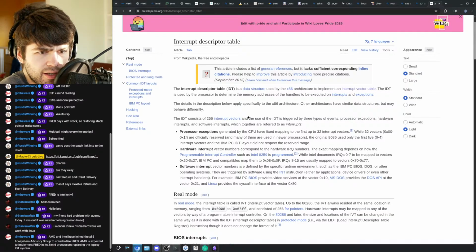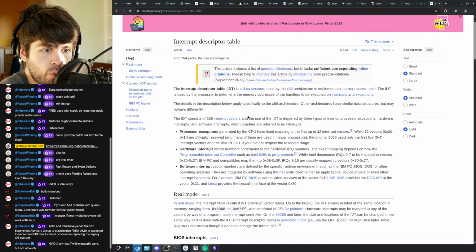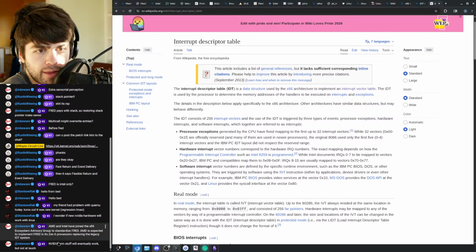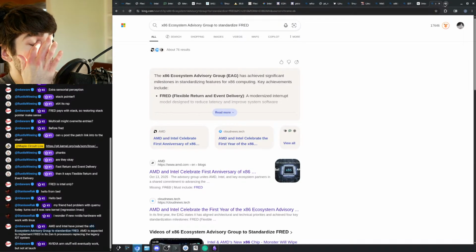AMD and Intel have joined the x86 ecosystem advisory group to standardize FRED. AMD is expected to implement FRED for its Zen 6 processor, replacing the legacy IDT system. Woo! That would be good. No way. Do you have a source for that? By that I mean something that's not just AI.